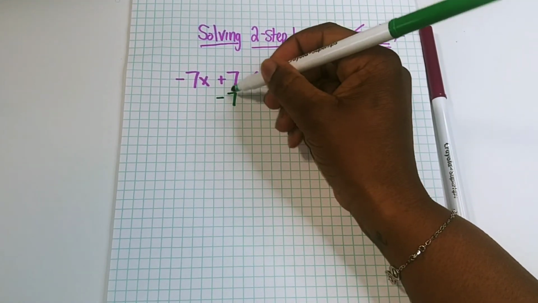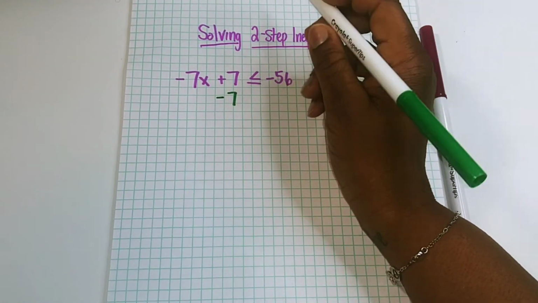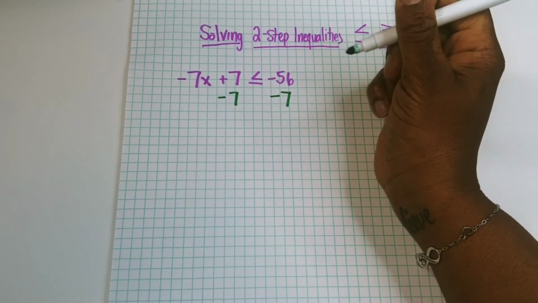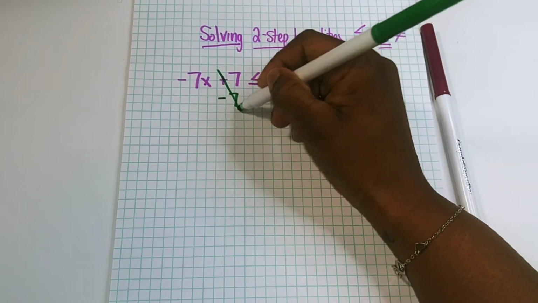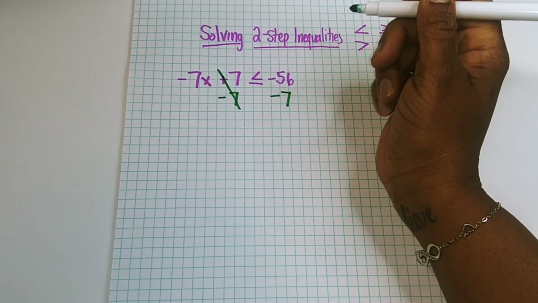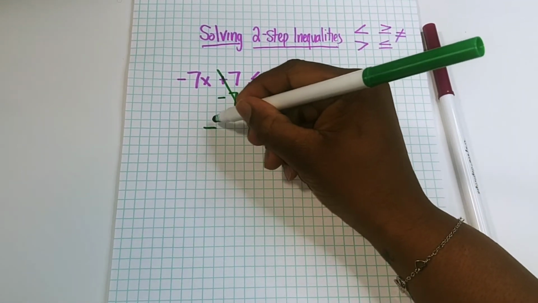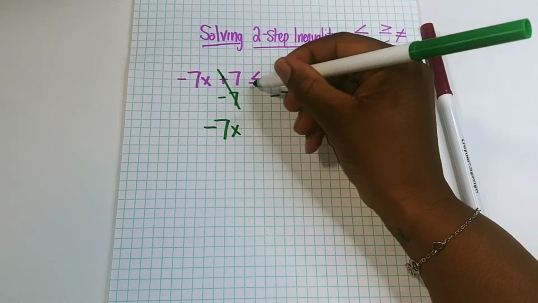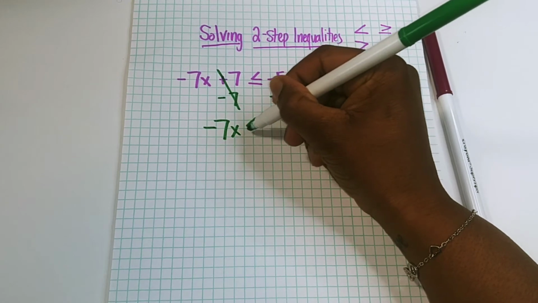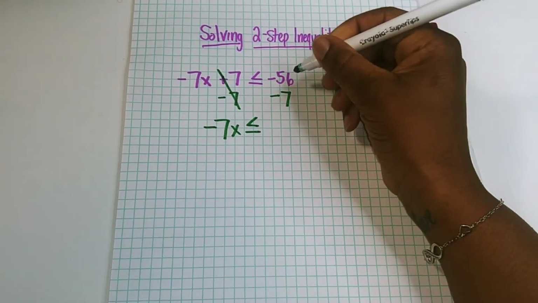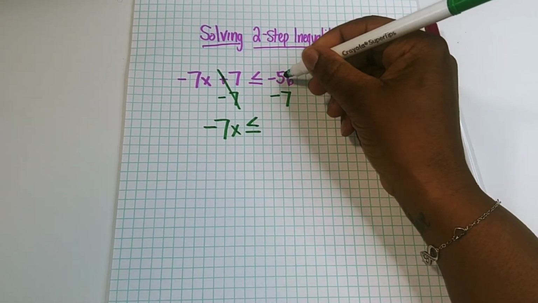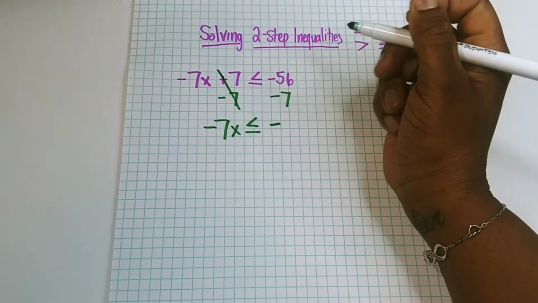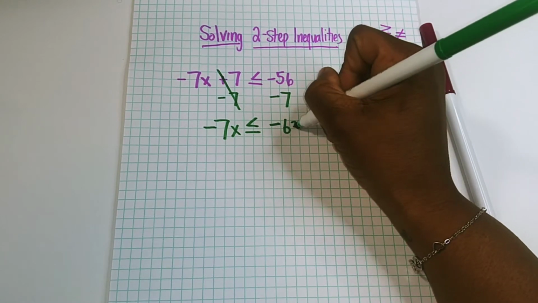Negative 7 is the opposite of positive 7. I'm going to do that to both sides of the equation to keep it balanced. Positive 7 and negative 7 are additive inverses. They equal 0. So on the left side, I'm left with negative 7x. And I'm going to go ahead and drop the inequality sign down now. And negative plus another negative will give me a negative. And in this case, it'll be negative 63.